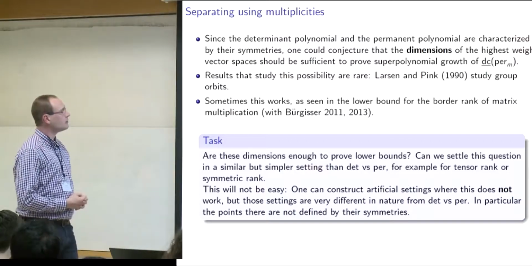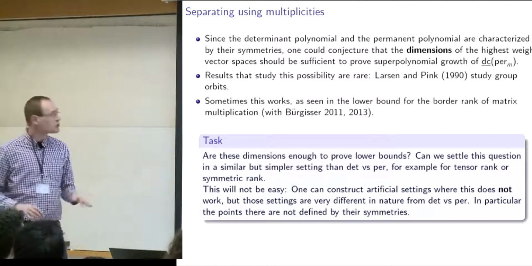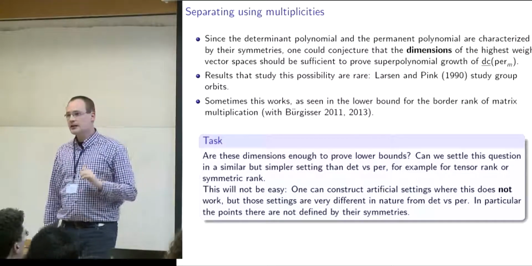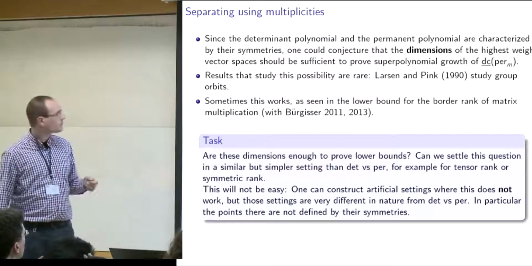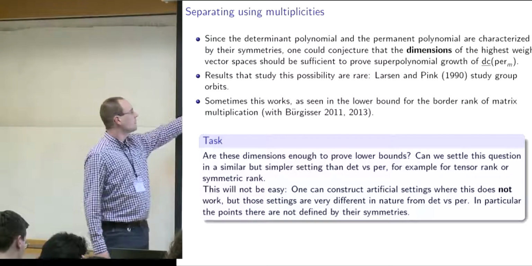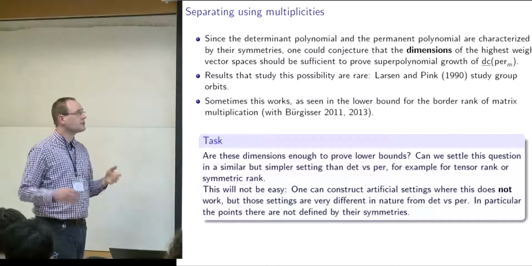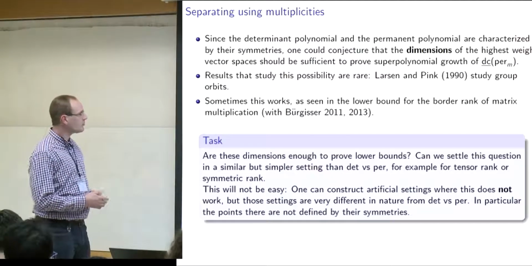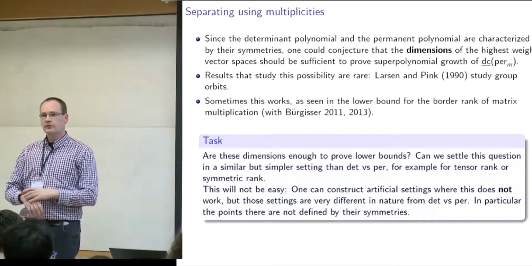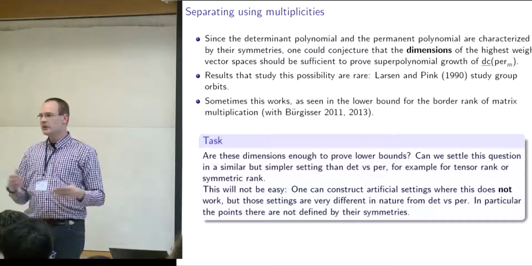But the problem is, I mean, there is actually no problem with that at the moment. It's just that this hasn't been looked at much. So the results that study this possibility are rare. There's a paper by Larsen and Pink from 1990 that studies orbits, and for orbits this works. For orbits, this actually also works with occurrence. So I'm not so sure how much we can draw from this paper, but sometimes this actually works, given some bounds. For example, for the border rank of matrix multiplication, all this setup can be applied, and you get a lower bound of 3/2 m squared for the m by m matrix multiplication tensor.